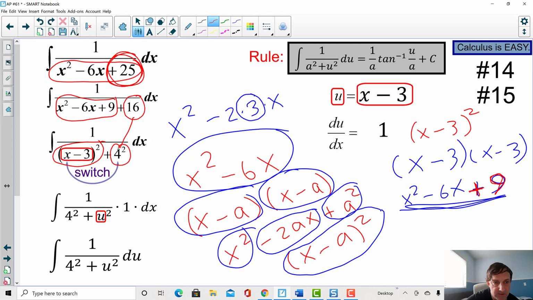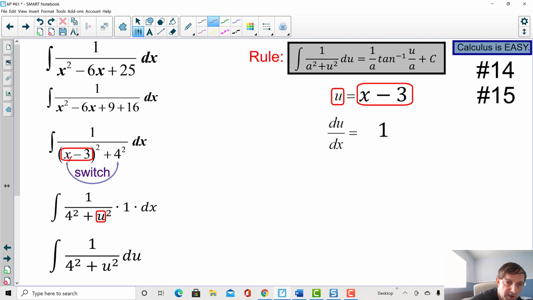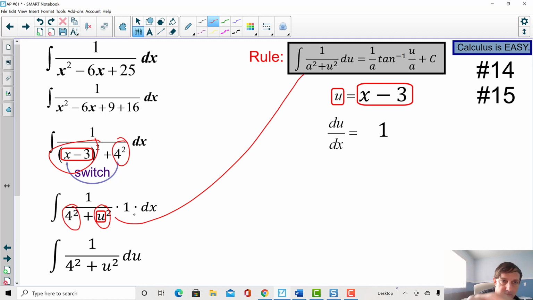We can write 16 as 4 squared because we're trying to match it up with our rule. Our rule has a constant squared plus u squared. Ours is u squared plus a number squared. So we can switch it if we want it to look exactly like the rule. Remember, a plus b is equal to b plus a. So we can just switch this with this, and then it will match up with our rule exactly. We'll have a number squared plus u squared.